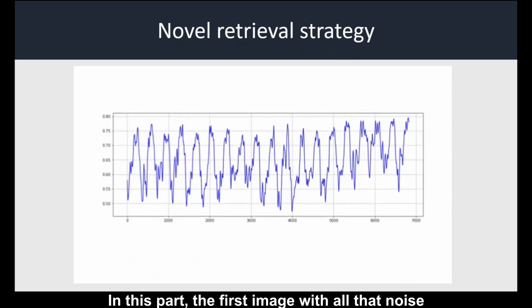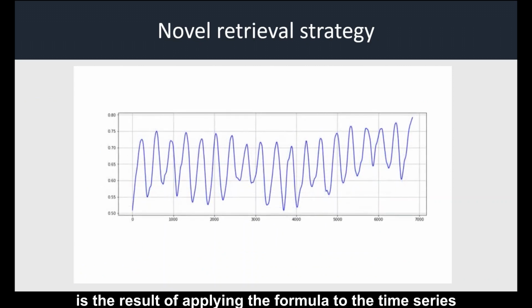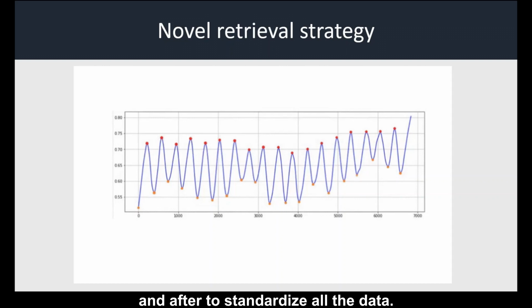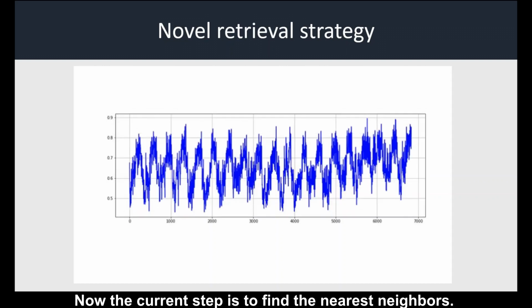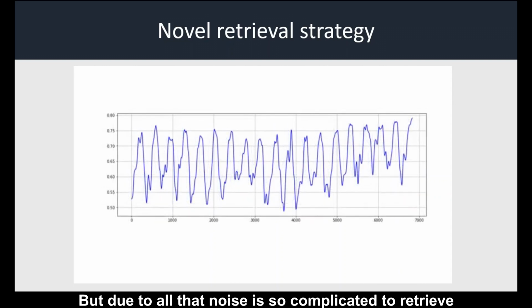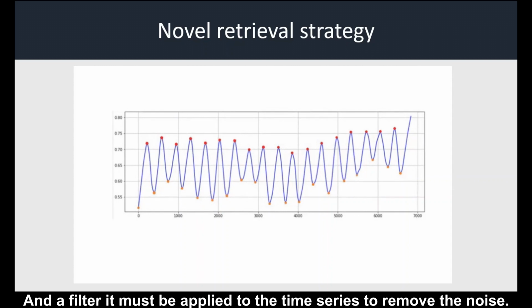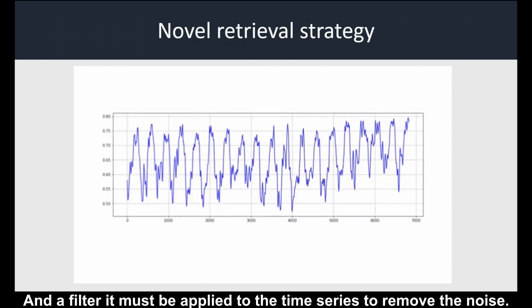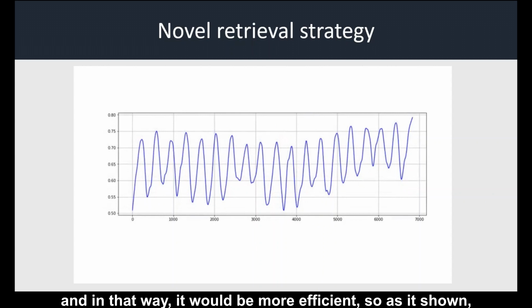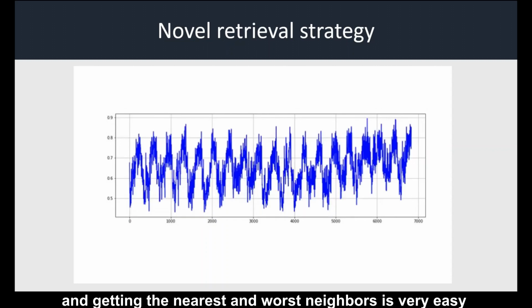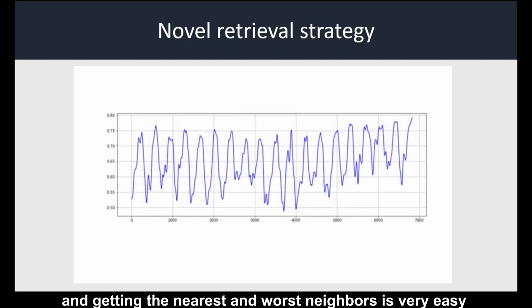In this part, the first image with all that noise is the result of applying the formula to the time series and then standardizing all the data. Now the current step is to find the nearest neighbors, but due to all that noise it's so complicated to retrieve the real ones, because there are many neighbors so close to each other, and a filter must be applied to the time series to remove the noise, and in that way it will be more efficient. So as it's shown, after applying the filter, the time series gets a cleaner shape and getting the nearest and worst neighbors is very easy.